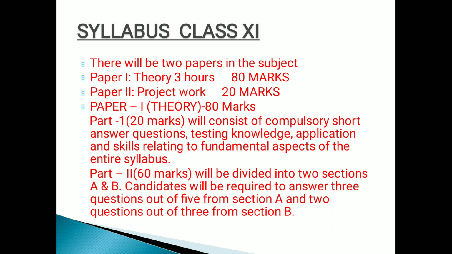I hope you all have understood what it is now. Again, I repeat, syllabus of class 11. There will be 2 papers in the subject, paper 1 and paper 2. Right, paper 1 consists of theory and paper 2 project work. Paper 1 theory 80 marks. Obviously it is being divided into part 1 and part 2. Part 1 carries 20 marks and part 2 carries 60 marks. Clear, everyone?